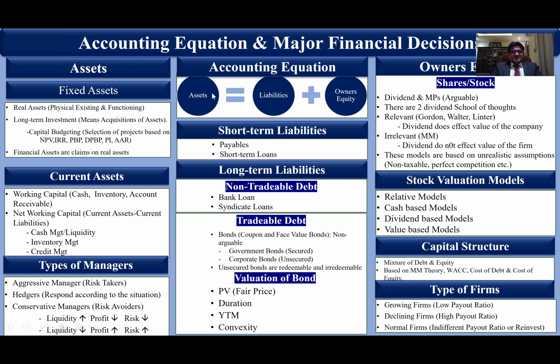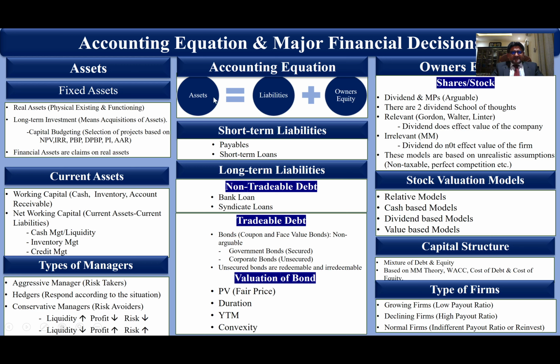As we know, there are two types of assets: fixed assets and current assets. What are fixed assets? Fixed assets are called real assets, which are physically existing and functioning. And current assets are the working capital of the firm, like cash, inventory, and accounts receivable. Liability is also divided into two categories: one is short-term liability and the second is long-term liabilities.